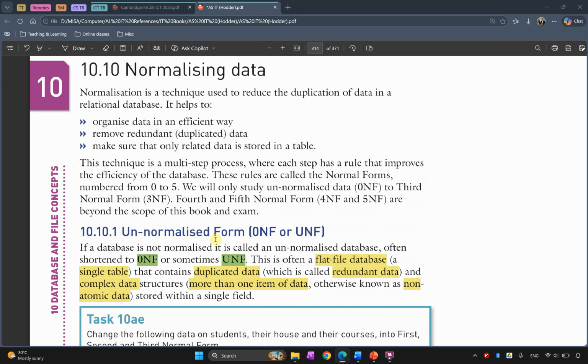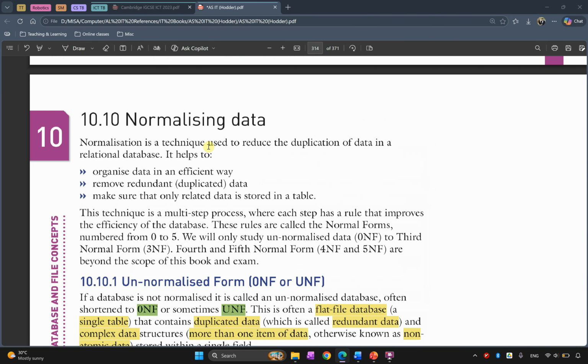So normalizing is basically a technique we're going to use to remove any duplication, or reduce it as much as possible, in the relationships of the database. It's going to make it more efficient and remove the redundancy, which is the duplication of data, and also make sure that only related data is stored inside those tables.